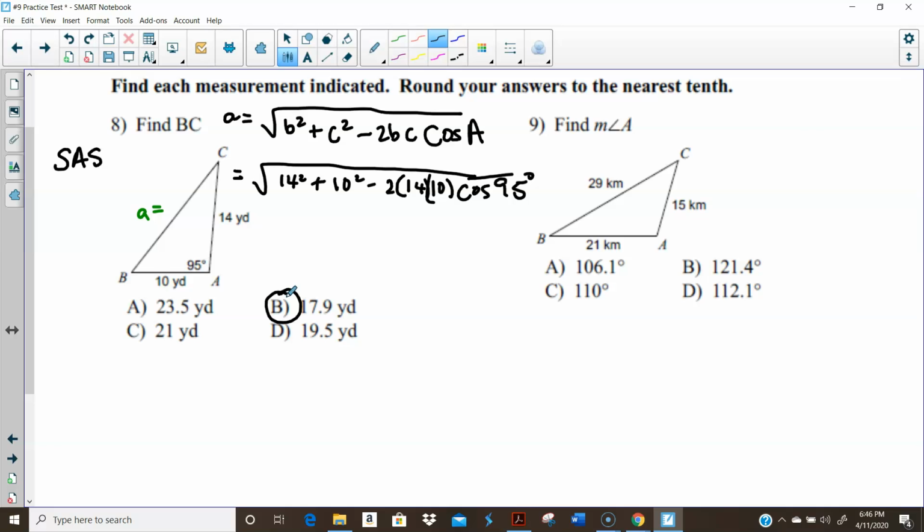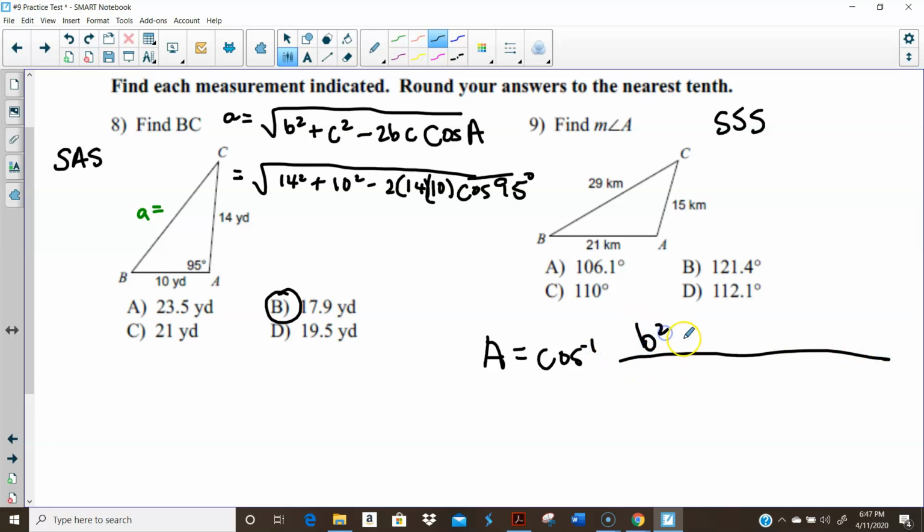Number 9, find angle A. This is side, side, side. So we're going to use the law of cosines again, which is up here. I like to find angle A. I like to use this formula, which is the inverse cosine. Whoops. Let me fix that. The inverse cosine.